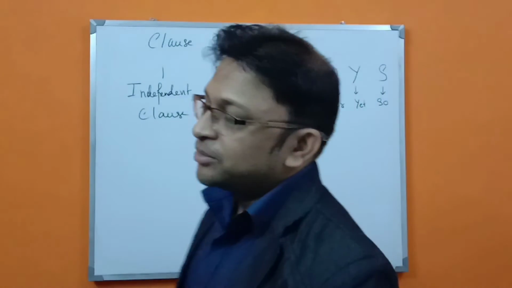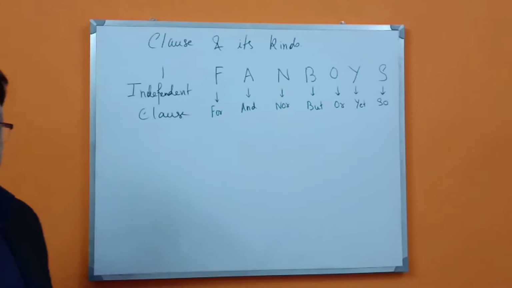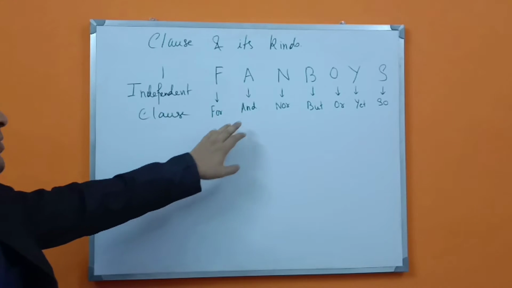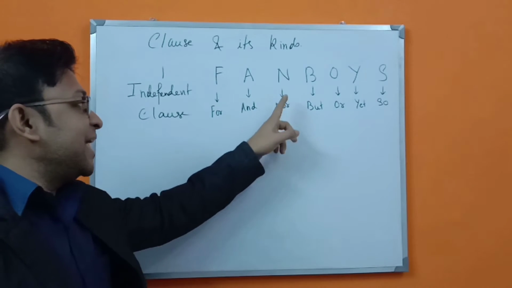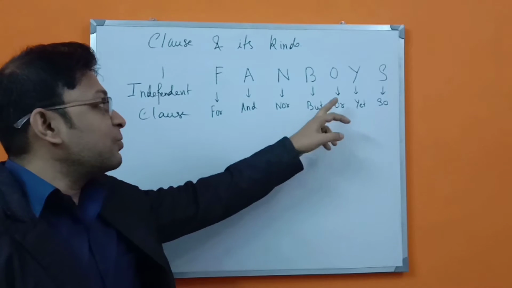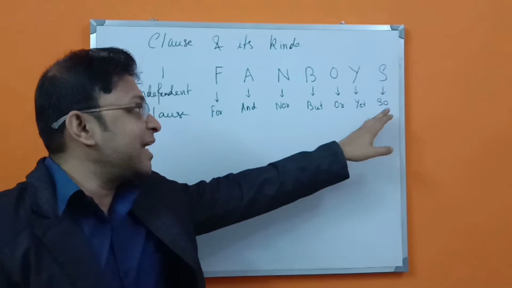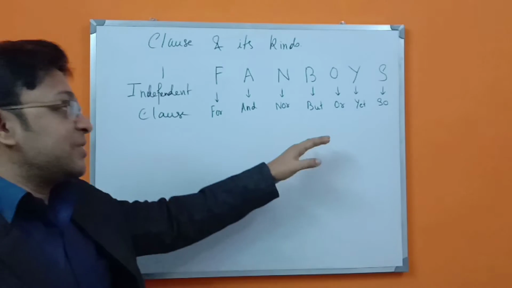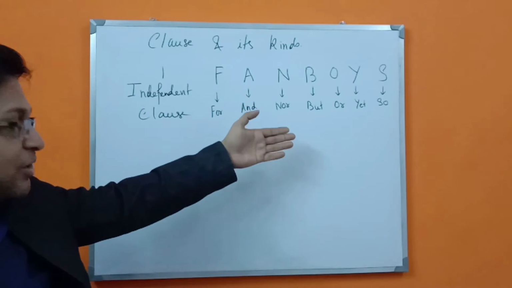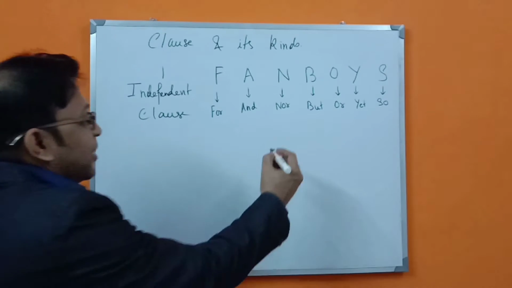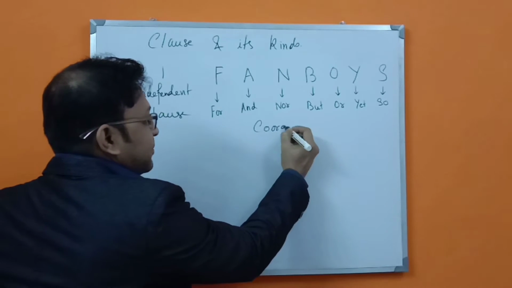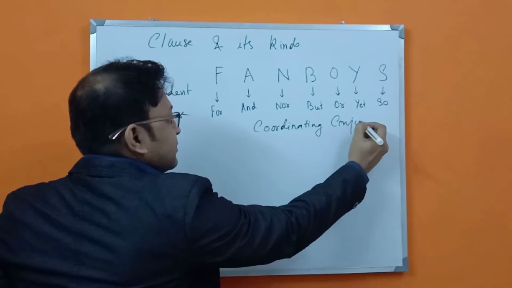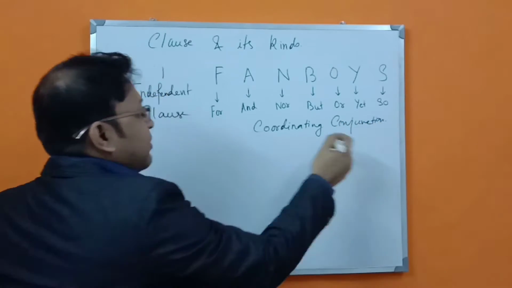So let us get to the point what actually the fanboys represents. So fanboys, F represents for, A represents and, N for nor, B for but, O for or, Y for yet and S for so. So you have to remember these 7 words. These are the conjunctions. You have to remember these and they represent our coordinating conjunctions. So you have to remember these things.